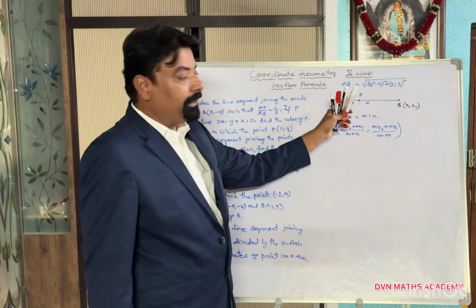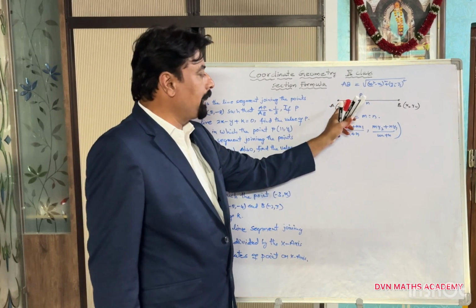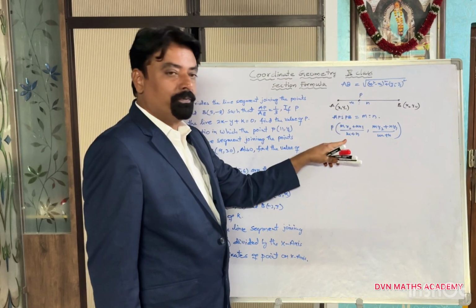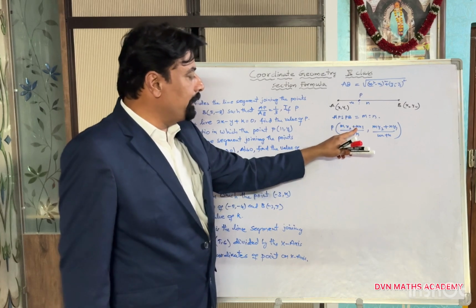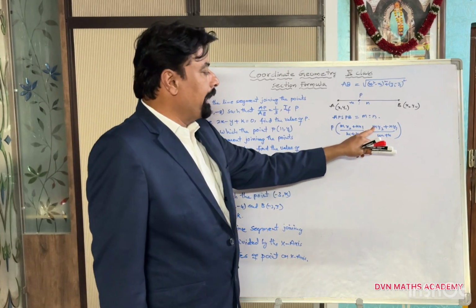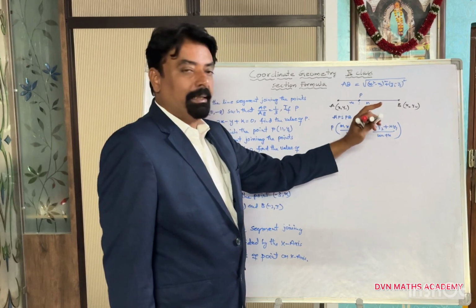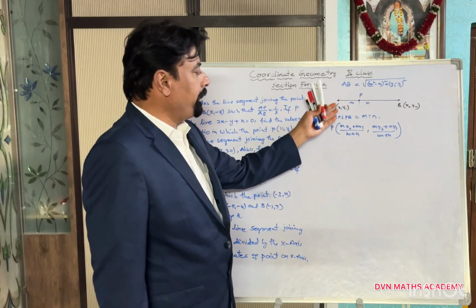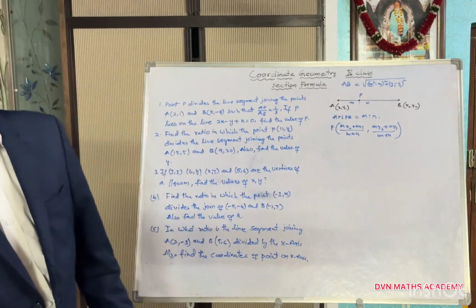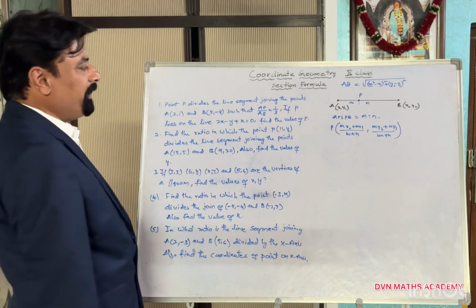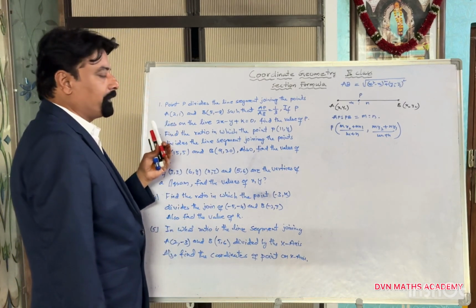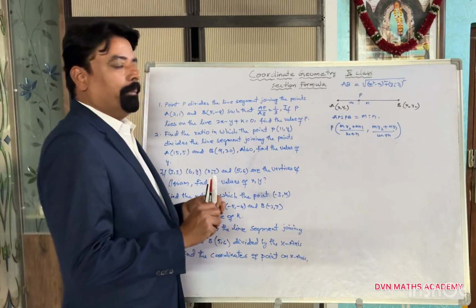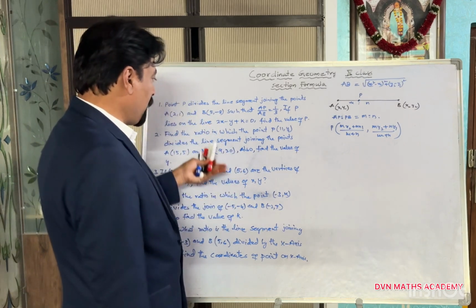So P is the point on AB, dividing AB in the ratio m is to n. Then if you want to find the coordinates of P, you need to use this formula, that is (m into x2 plus n into x1) by (m plus n), (m into y2 plus n into y1) by (m plus n). By using this formula, today we are going to solve some different types of questions, but they are not direct questions. They will give you different pattern questions, so we need to concentrate on those patterns.